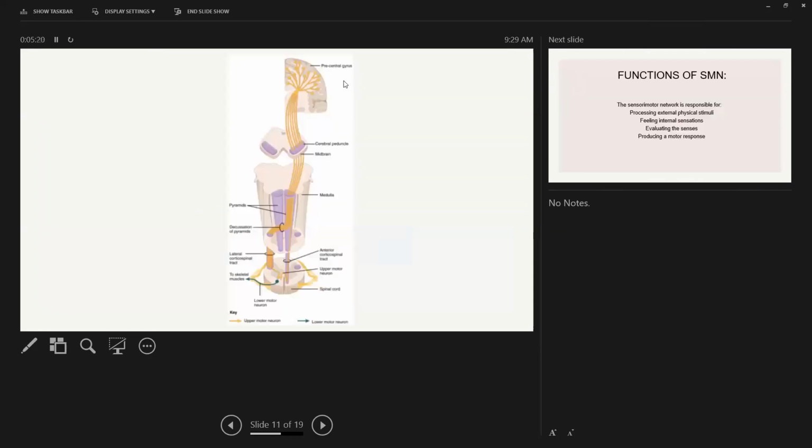Here we can see the tracts from the motor area of the brain, like the premotor area, the supplementary motor area, and the somatosensory cortex. The pathways go to the midbrain, and in the medulla, some pathways go anteriorly and they form the anterior corticospinal tract, and some go laterally, forming the lateral corticospinal tract.